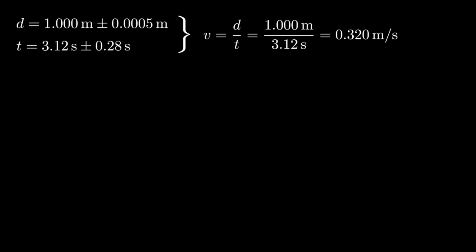This brings us to the most important question of this video. If I have two measured quantities and these two quantities have known uncertainties, and then I use those measured quantities to determine another physical quantity, the speed of the car, what is the uncertainty in the calculated speed, given the known distance uncertainty and the known time uncertainty?